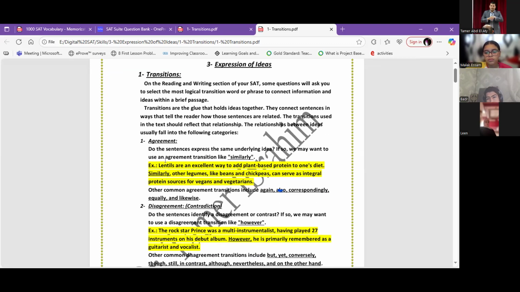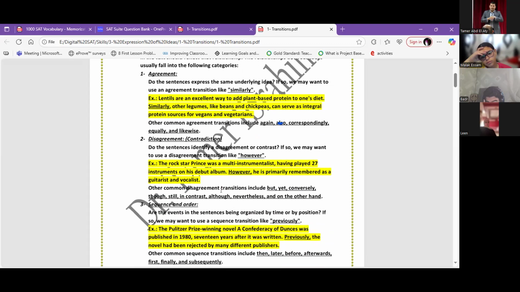Let's find here. Lentils are an excellent way to add plant-based protein to one's diet. We talk about the lentils, العدس. عارفين العدس. Okay? The other one: other legumes like beans and chickpeas can serve as integral protein sources for vegans and vegetarians. Yeah, he talks about the same thing, that we can get protein from plants. So similarly. So again, what other transition words can we use? Again, correspondingly, equally, and likewise.